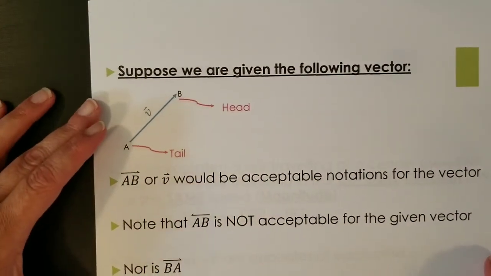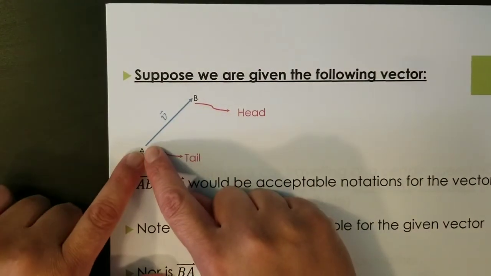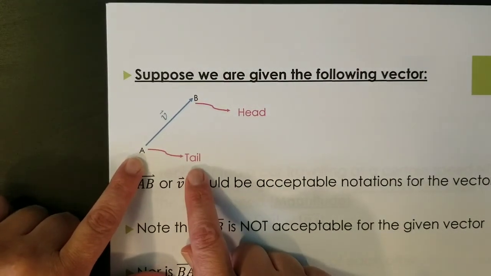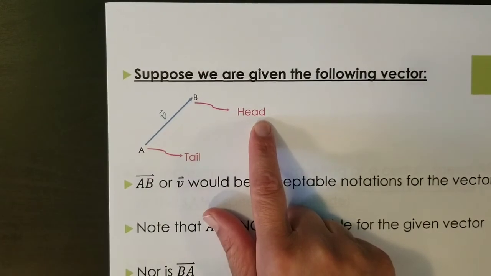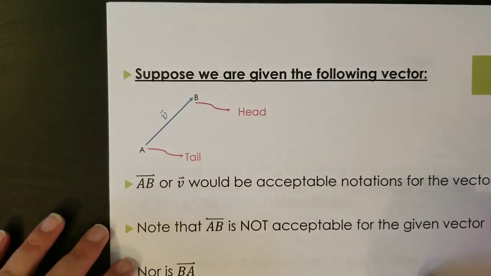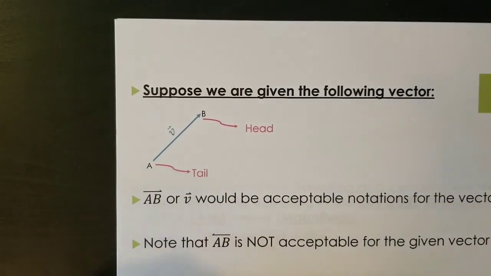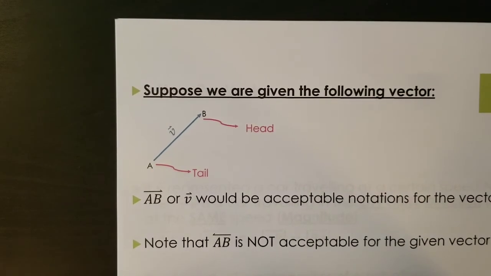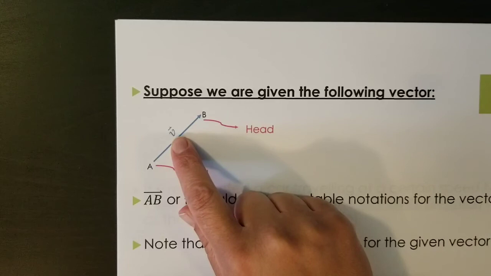Mathematical notation for vectors. If we have this vector starting at point A, ending at point B, we call A the tail of the vector, where it starts, and B is the head of the vector, where it ends. We have the direction indicated here, and whenever we're labeling a vector that we're given with a variable name, like vector v here, we put an arrow on top.